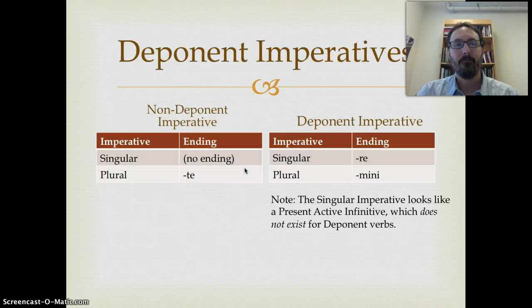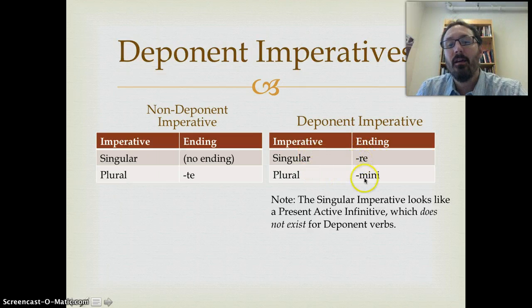Okay. Now, imperatives for deponents are a little bit different just because you haven't really seen passive imperative endings before. So you'll note here I just gave, as a reminder, our non-deponent imperatives for purposes of comparison, and then our deponent imperatives here. And they work the same way. They're still imperative commands. There's a singular imperative and a plural imperative, right? Depending on who you're giving the command to, whether it's one person or more than one person. But the endings are re and mini.